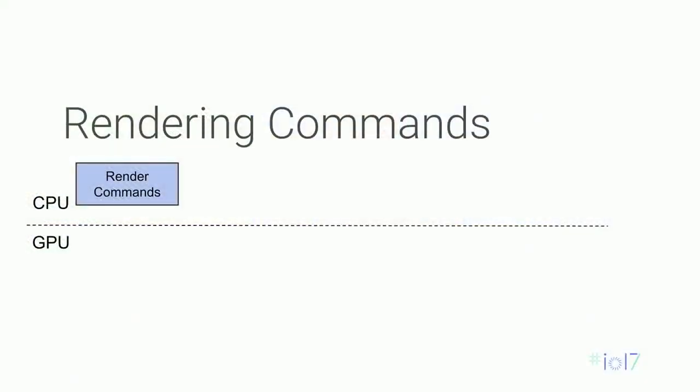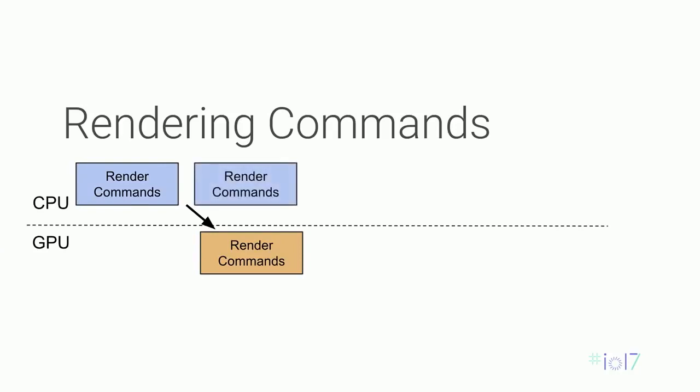Rendering commands are built on the CPU. The graphics driver queues these commands for the GPU to render. Because the GPU is a separate processor, it runs asynchronously with the CPU. This means that the CPU can build commands for the current frame while the GPU renders commands from the previous frame. To avoid artifacts, frames are displayed at vsync intervals. This is every 16.67 milliseconds.